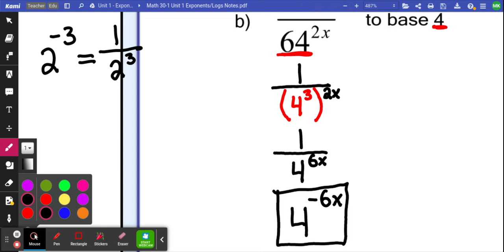That's hard. And that's something you've never seen before, right? Like up until right now, you've always been told get rid of negative exponents. And now we're creating them. We're creating them to get rid of fractions because we want to just base 4.